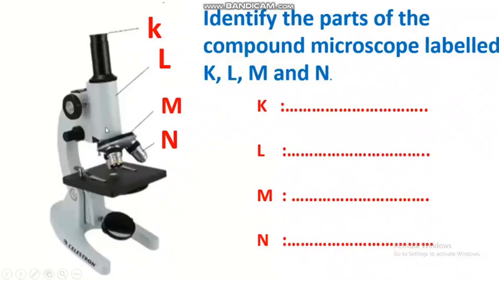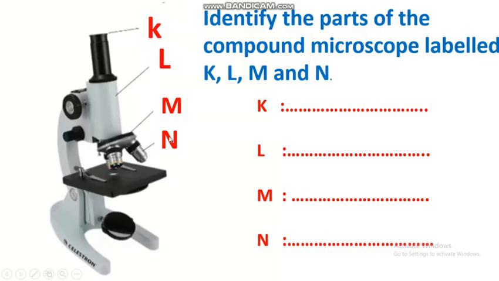So in this presentation, I want us to answer this question right here. The question reads, identify the parts of the compound microscope labeled K, L, M, and N. So here on the left hand side, we have the compound light microscope. So this compound microscope is labeled K, L, M, and N.